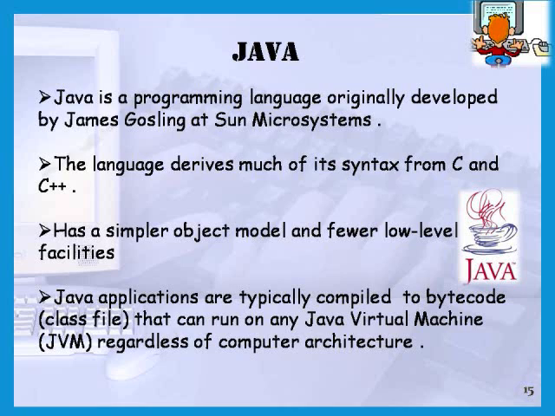Java is a programming language originally developed by James Gosling at Sun Microsystems, which has since merged into Oracle Corporation, and released in 1995 as a core component of Sun Microsystems' Java platform. The language derives much of its syntax from C and C++, but has a simple object model and fewer low-level facilities. Java applications are typically compiled to bytecode that can run on any Java virtual machine regardless of computer architecture. Java is a general-purpose, concurrent, class-based, object-oriented language that is specifically designed to have as few implementation dependencies as possible.